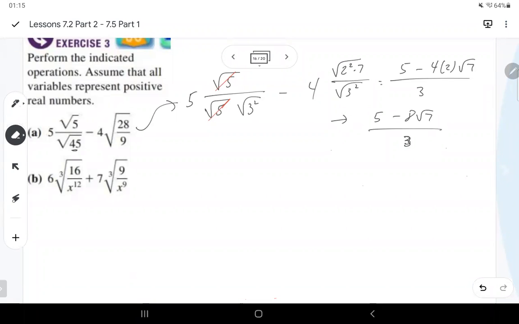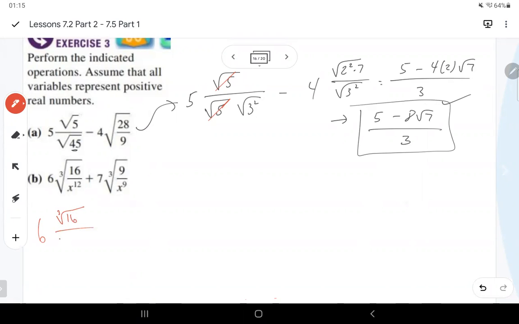We were able to bring this together to be one fraction because square root of 3 squared is 3 and square root of 3 squared is 3. So those matched. Our LCD was the same. We didn't have to worry about anything there. Now, here is a different story. We have a 6 on the outside. Cubed root of 16, cubed root of x to the 12th.